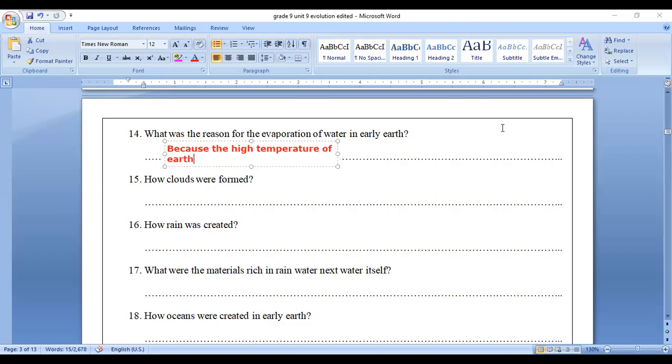How were the clouds formed? Read and tell me. Never mind, now only you are learning. The evaporated water got condensed and formed the clouds. So how were the clouds formed? Because of the evaporation of water and the condensation of water vapor. Correct? Yes, sir. Okay.